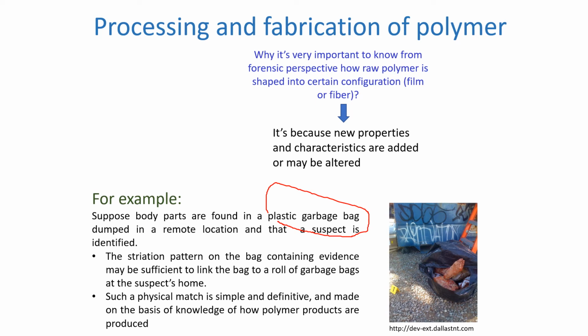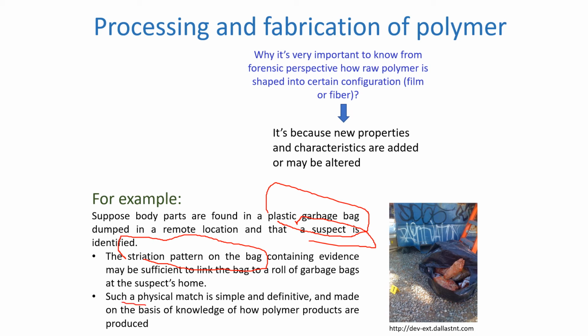When you have this plastic bag and a suspect, and in the suspect's home you see the same plastic bag, in order to confirm whether it comes from the same source, you look at the striation pattern on the bag. The striation pattern means the pattern of the tear. It can link to the roll of garbage bag in the suspect's home.